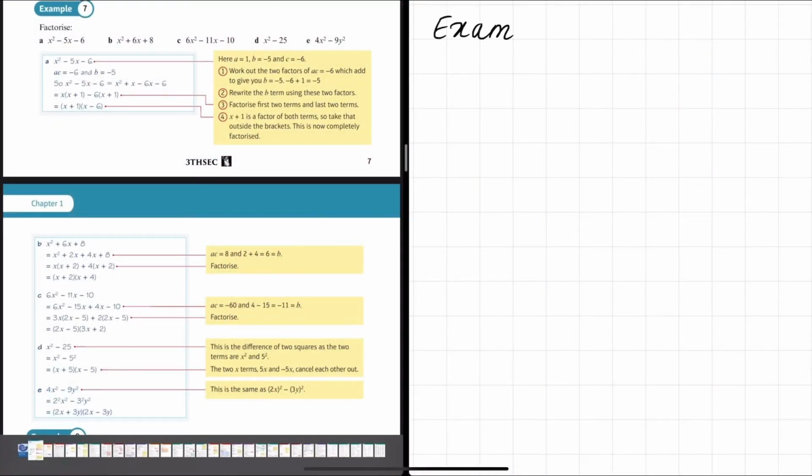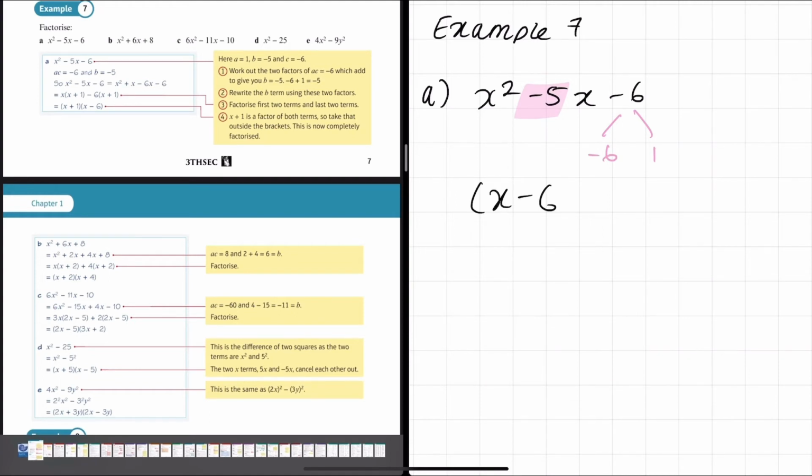Example 7. A. Factorize x squared minus 5x minus 6. So here we're going to find factors of minus 6 that add up to minus 5. So they need to add to minus 5, but are products of minus 6. So minus 6 and 1. And then we can simply just put that into brackets. So x minus 6, x plus 1.